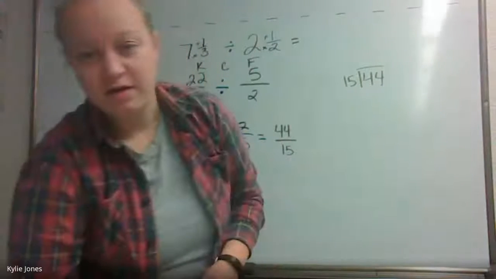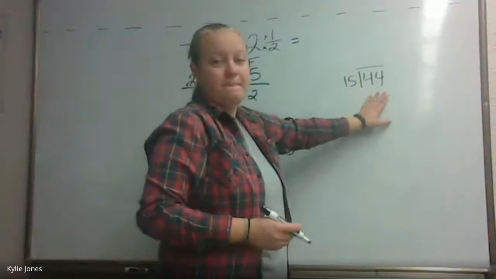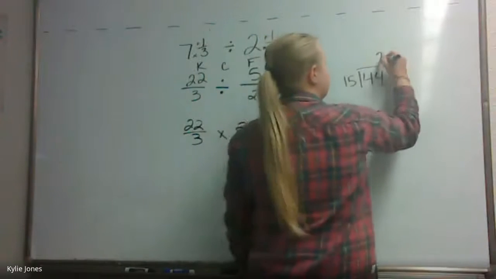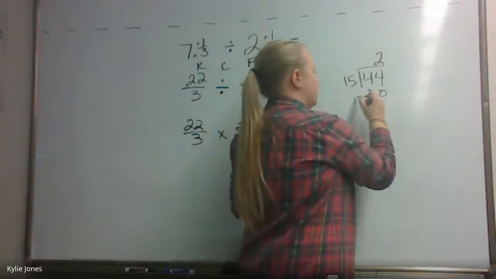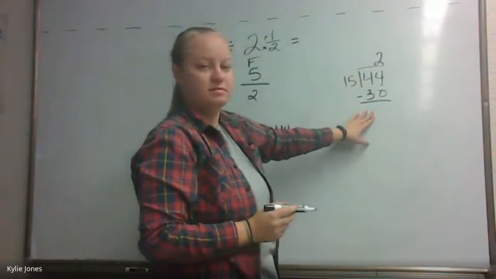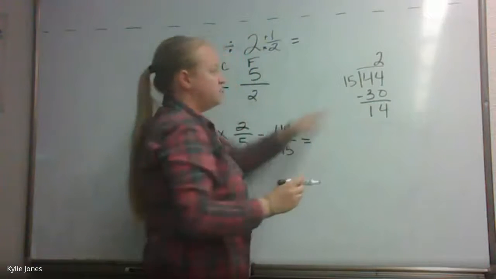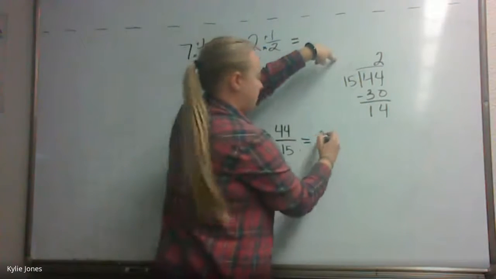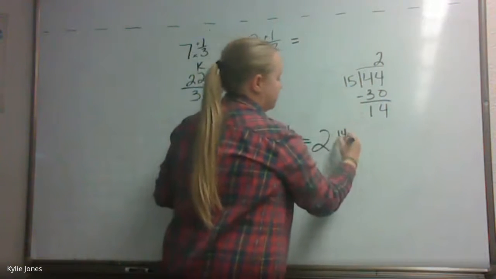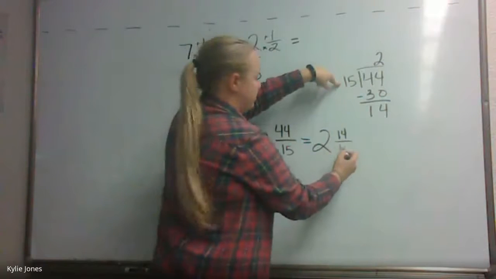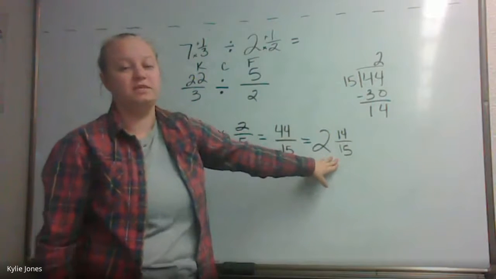Okay. So we have 2. How many times is 15 going into 44? Twice. What is 2 times 15? 30. And what do you get when you subtract? 14. Good. So the 2 becomes our whole number, the 14, the remainder, becomes our numerator, and our 15, the number we divided by, is our denominator. So our answer here is 2 and 14/15.